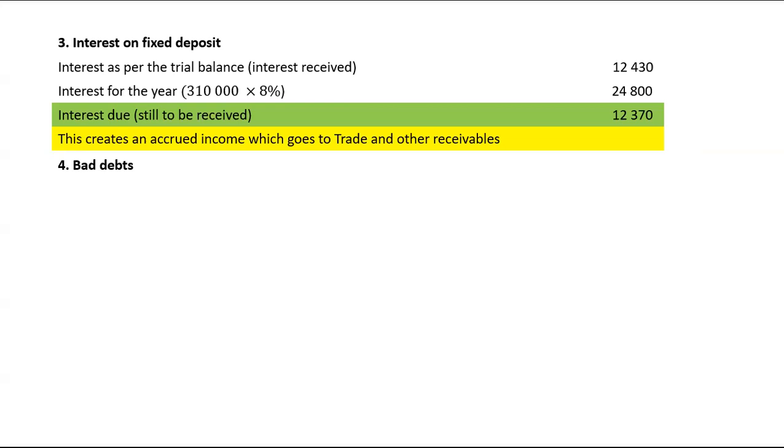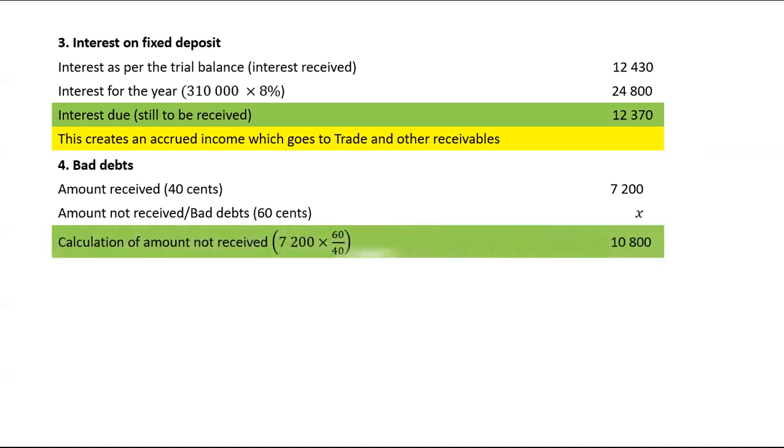Let's check. So the amount received is the 40 cents. The amount not received, we don't know, but we know it is the 60 cents. If I want the X, guys, you just take 7.2, divide it by 40, and multiply by 60. Multiply by what you want, divide by what you have. Easy. By now, you should be used to this. So I just calculated my bad debts. It's 10,800, just like that.